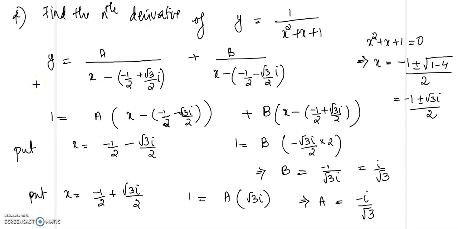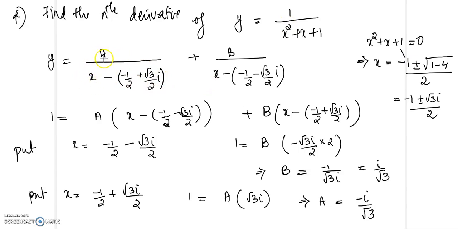Next problem is to find the nth derivative of y equal to 1 by x square plus x plus 1. So when you find the roots for x square plus x plus 1 equal to 0, the roots will be minus 1 plus or minus root of 1 minus 4 by 2. So you will get minus 1 plus or minus root 3i by 2. So reduce it to partial fractions.